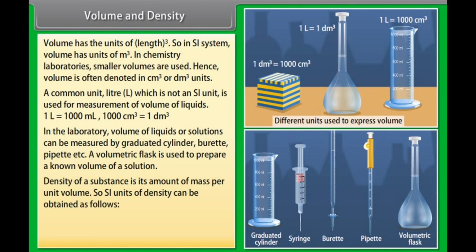Density of a substance is its amount of mass per unit volume. So, SI units of density can be obtained as follows. SI unit of density is equal to SI unit of mass upon SI unit of volume, which is equal to kg m^-3 or g cm^-3.